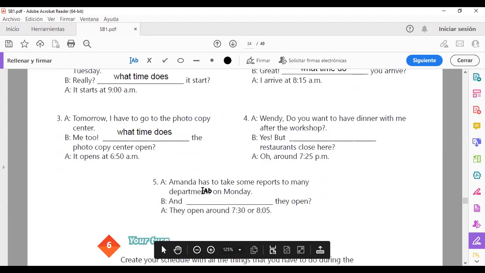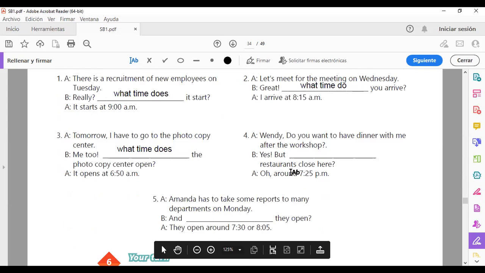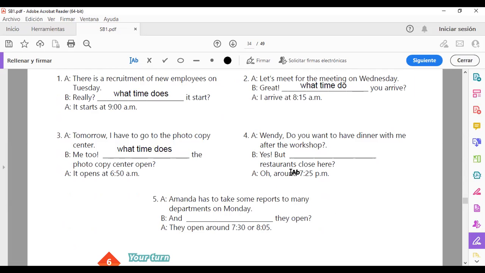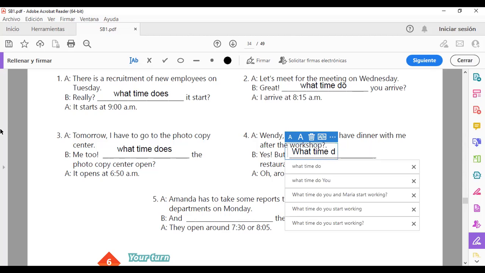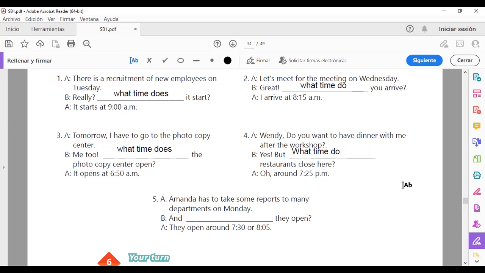Number four, right? Wendy, do you want to have dinner with me after the workshop? Yes, but the restaurants close around 7:25. What is the info that's missing over here? Use the chat if you don't want to speak tonight. What time? Let's see. What time? They say do, right? Let's see if it makes sense. What time do the restaurants close? Yeah, around 7:25. Good, thank you.